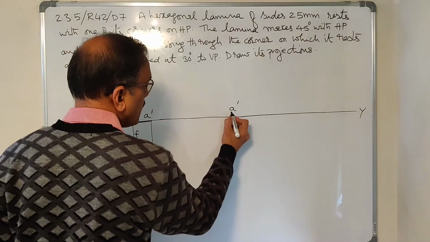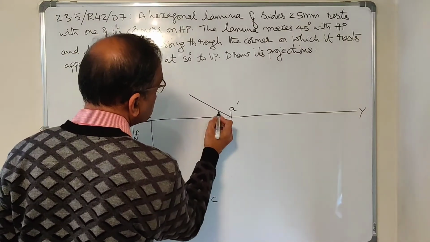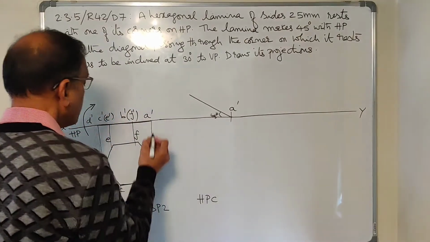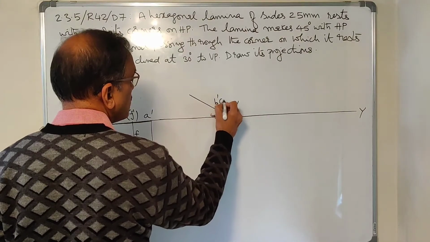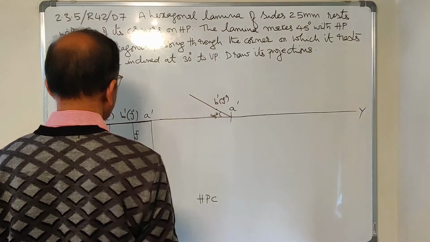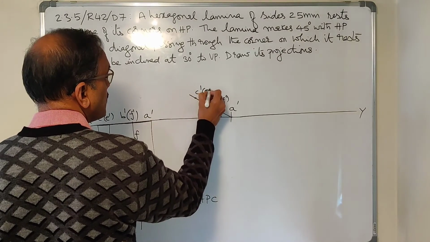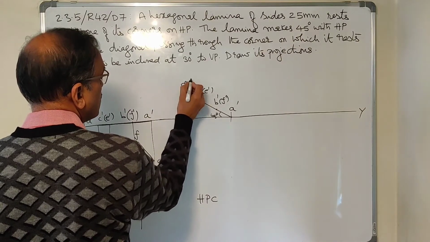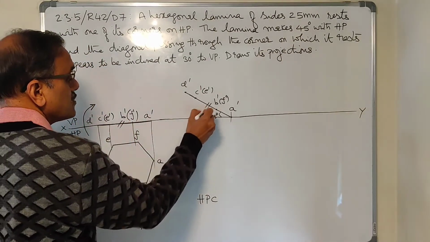Let me draw the line inclined at 45. This is inclined at 45. Okay. After A dash, B dash, F dash, and then C dash, E dash, finally D dash. So whatever length you have for this line, this also should have the same length.